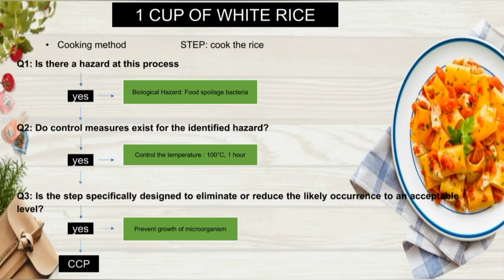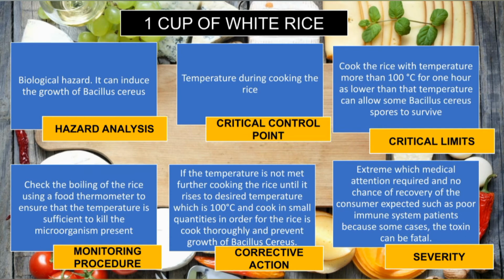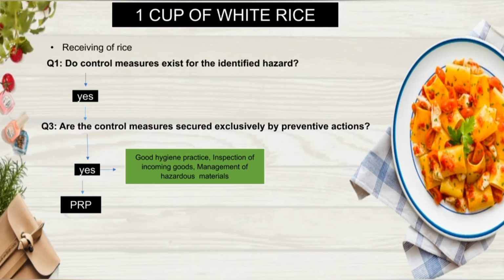Yes. Prevent growth of microorganism. Thus it is CCP. Hazard analysis. Biological hazard because can induce the growth of Bacillus cereus. Critical control point. Temperature during cooking the rice. Critical limit. Cook the rice with temperature more than 100 degrees Celsius for 1 hour. Monitor procedure. Check the boiling of the rice using a food thermometer. Corrective action. Cook the rice more than to desired temperature, which is 100 degrees Celsius, or cooked in small quantities, and severity is extreme. And receiving of rice is PRP.